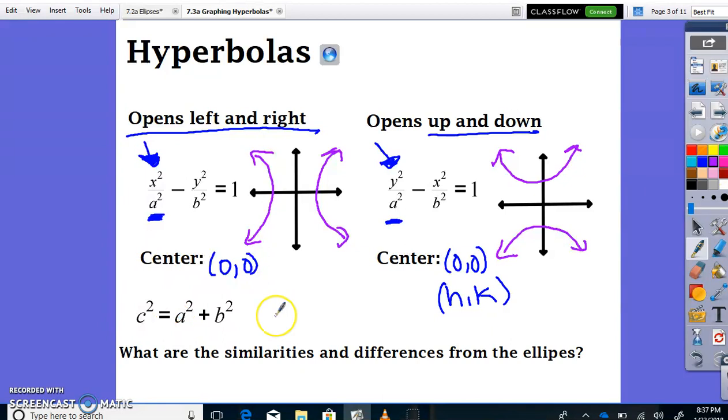The c will be our foci, or focus points. And you will use this equation, a squared plus b squared equals c squared, to solve for c as well.